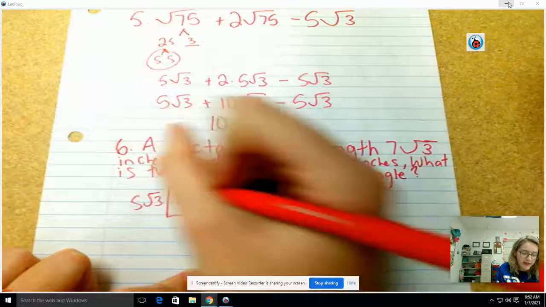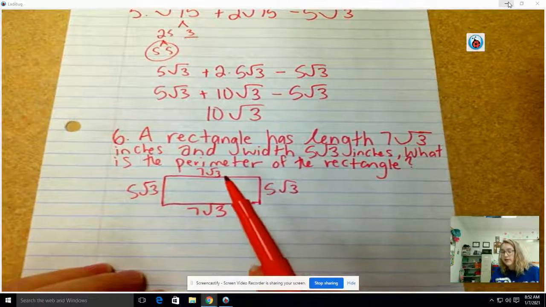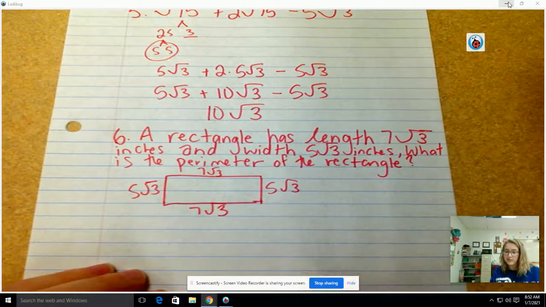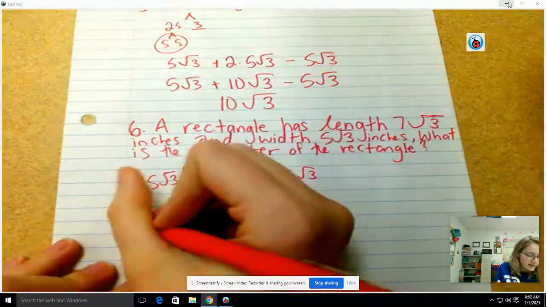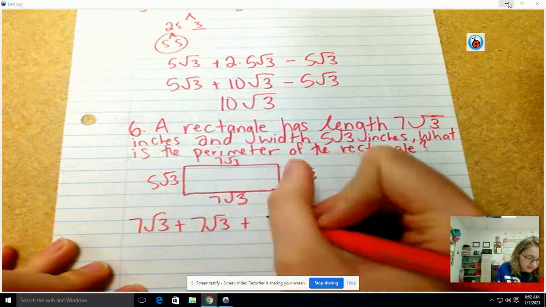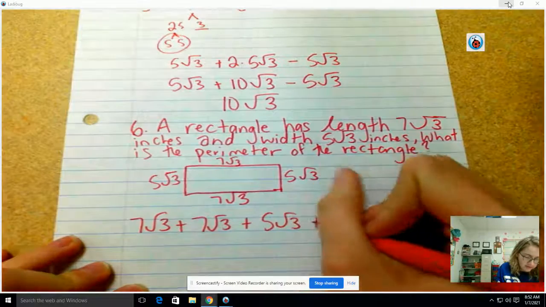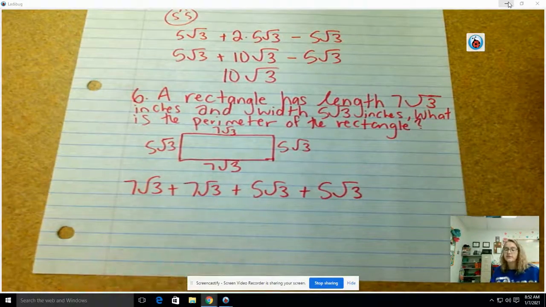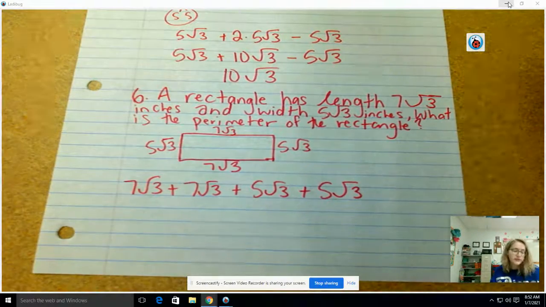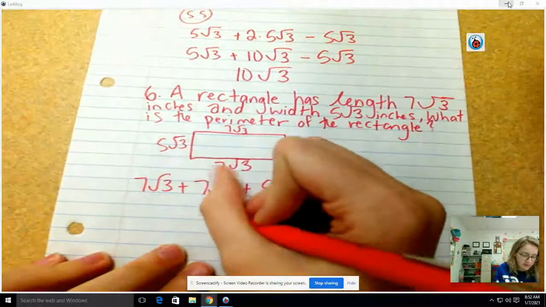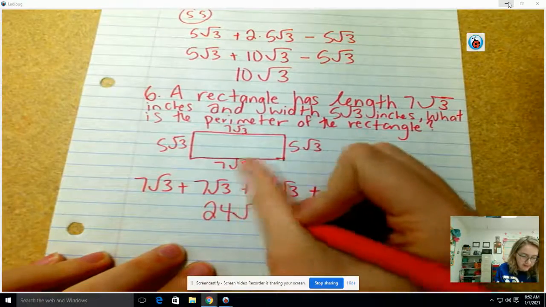And then using my math vocabulary, I know that the perimeter means the total of adding up all the sides, the distance around the shape. So I'm going to have 7 radical 3 plus 7 radical 3 plus 5 radical 3 plus 5 radical 3. And then I check, do I have the same radical and the same index? Yes, I do. So 7 plus 7 plus 5 plus 5 is going to give me 24. And then I bring down my radical 3.